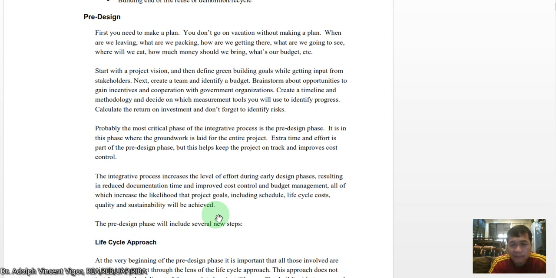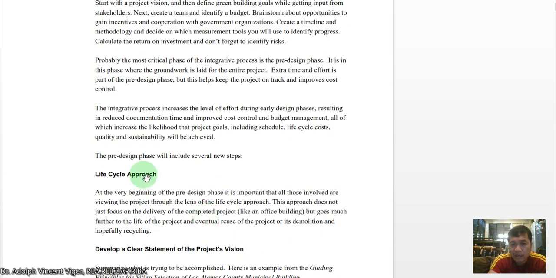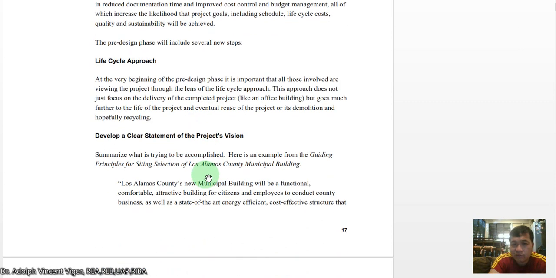So the integrative process increases the level of effort during early design phases, resulting in reduced documentation time and improved cost control and budget management. All of which increase the likelihood that the project goals, including the schedule, life cycle cost, quality, and sustainability will be achieved. So the pre-design phase will include several new steps.